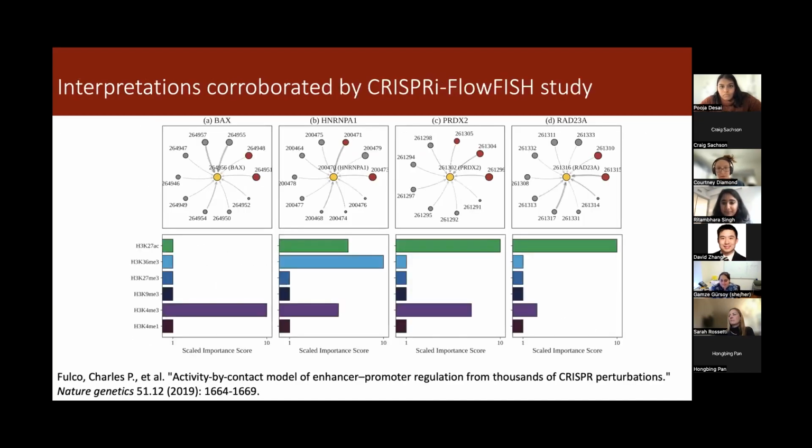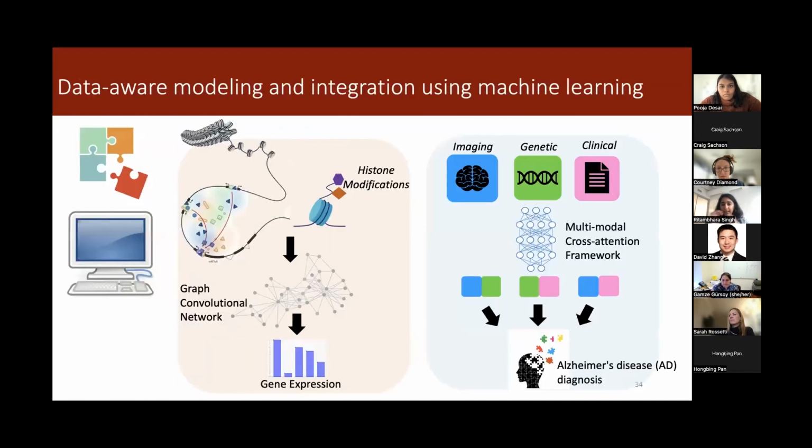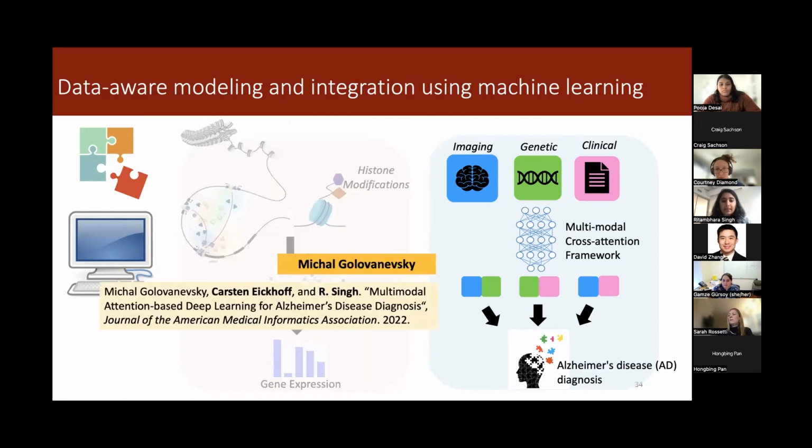So I will move on to the next study. Completely switching gears here, going more to the biomedical side of things. As I mentioned, in this study what we are trying to do is predict the Alzheimer's disease diagnosis using three different modalities from the imaging, genetic, and clinical side. The work was done by my PhD student, Mihal. She's co-advised by me and Karsten Eickhoff.